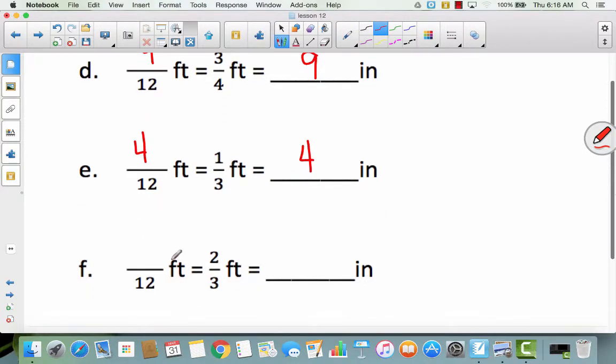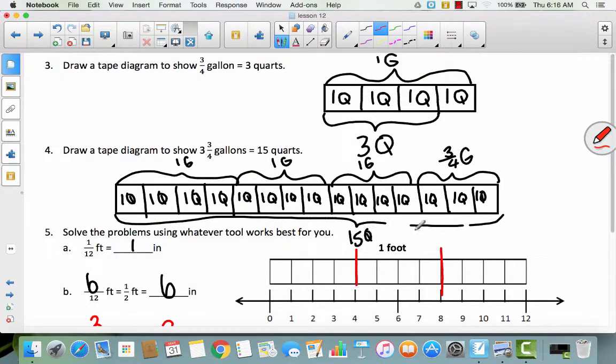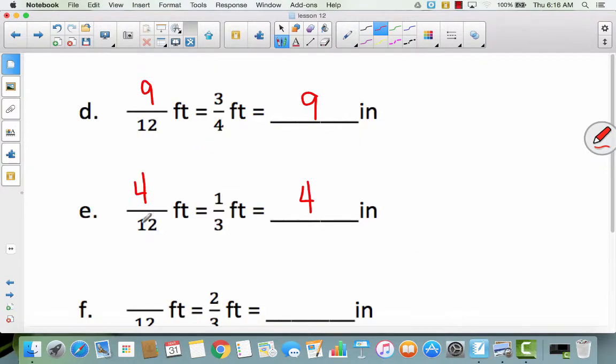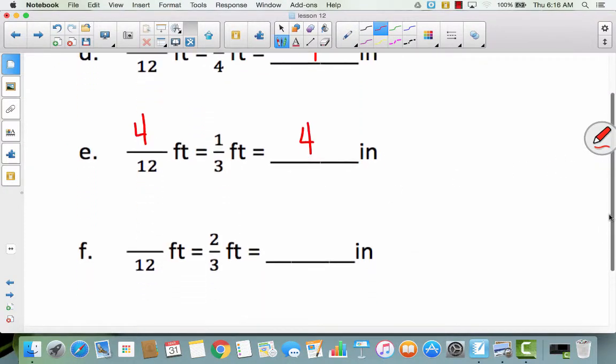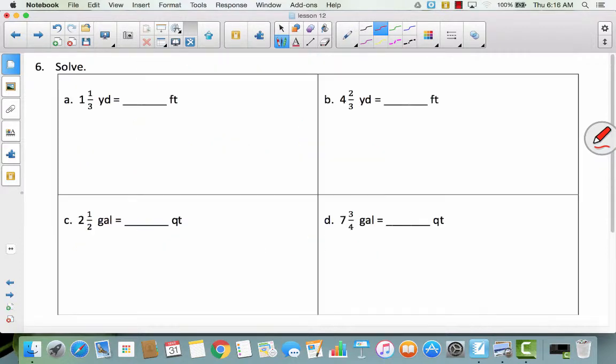And then for the last one, we have 2/3. So let's go back and look. If this is 1/3 and this is 2/3, I've got 4 and 4, which is equal to 8. So that would be 8 out of 12 is equal to 8 inches.